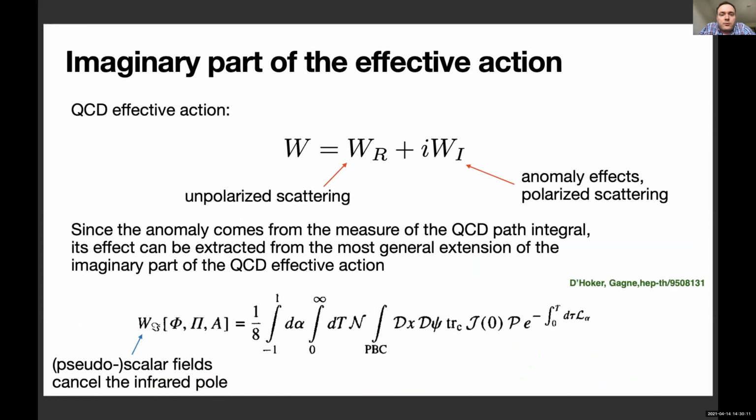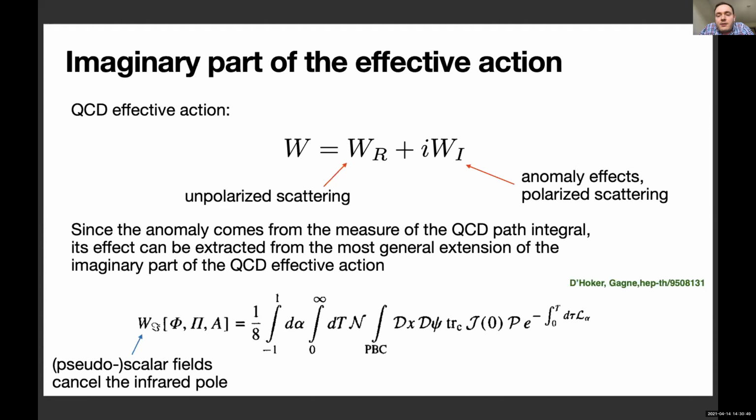But what we want to do in our approach is a worldline effective action, and that's what our upcoming paper is about. So we really want to see how that pole, the infrared pole of the triangle diagram, is canceled by the pseudoscalar contribution. And to do that, we start with the expression for the effective action. As I said, the effective action has two pieces. It has a real piece and it has an imaginary part.